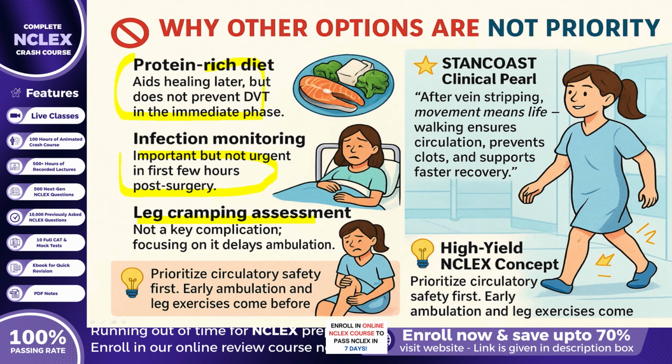In summary, early ambulation remains the highest priority for promoting circulation, preventing deep vein thrombosis, and ensuring a smooth recovery following vein stripping surgery. To wrap this scenario up and connect it to practical nursing insight, let us look at the Stan Coast Clinical Pearl. After vein stripping, movement means life. Early ambulation prevents clot formation, boosts venous return, and reduces postoperative swelling. Remember, circulation first, nutrition next.